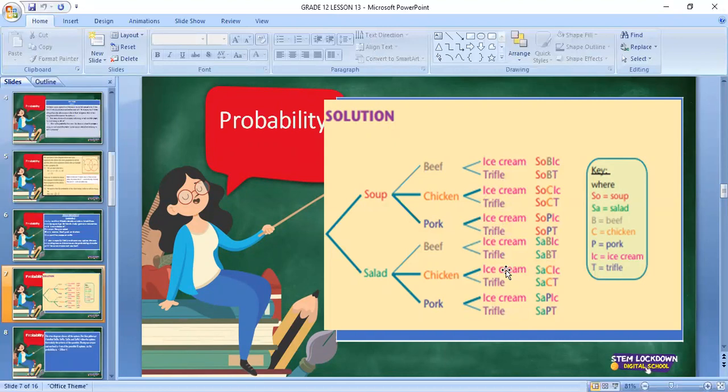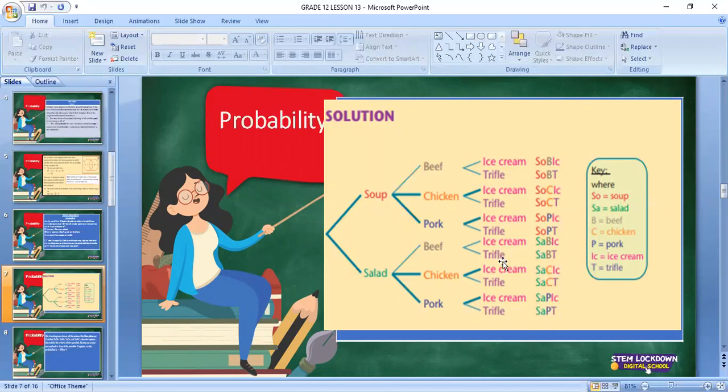We want to find the probability that we're going to have ice cream but not beef. Having ice cream, there are 6 options. But without beef, how many do we have? This is ice cream with beef, that means it doesn't qualify. This is ice cream without beef 1, ice cream without beef 2, ice cream with beef, this is out, ice cream without beef 3, ice cream without beef 4.